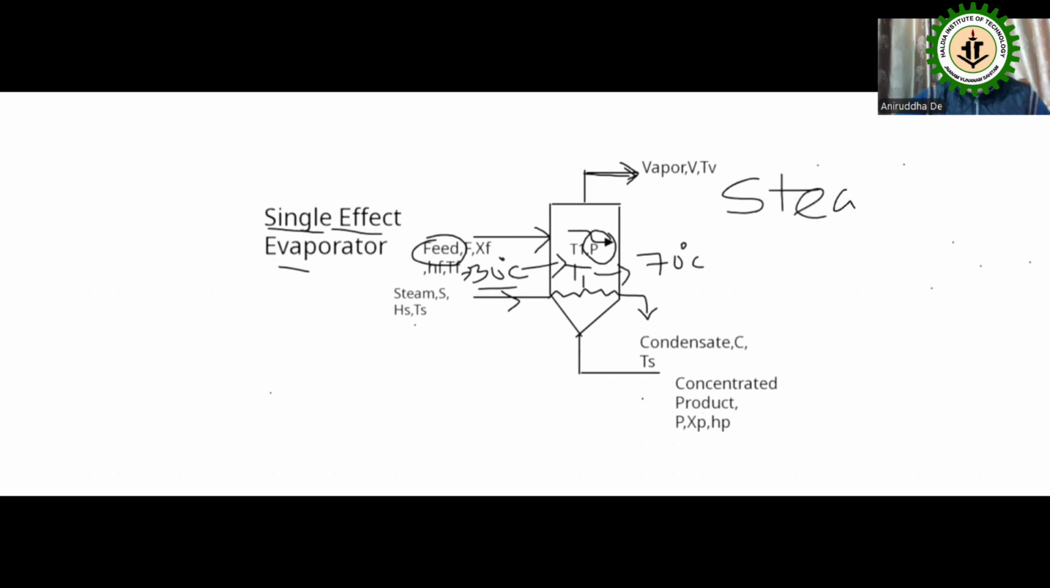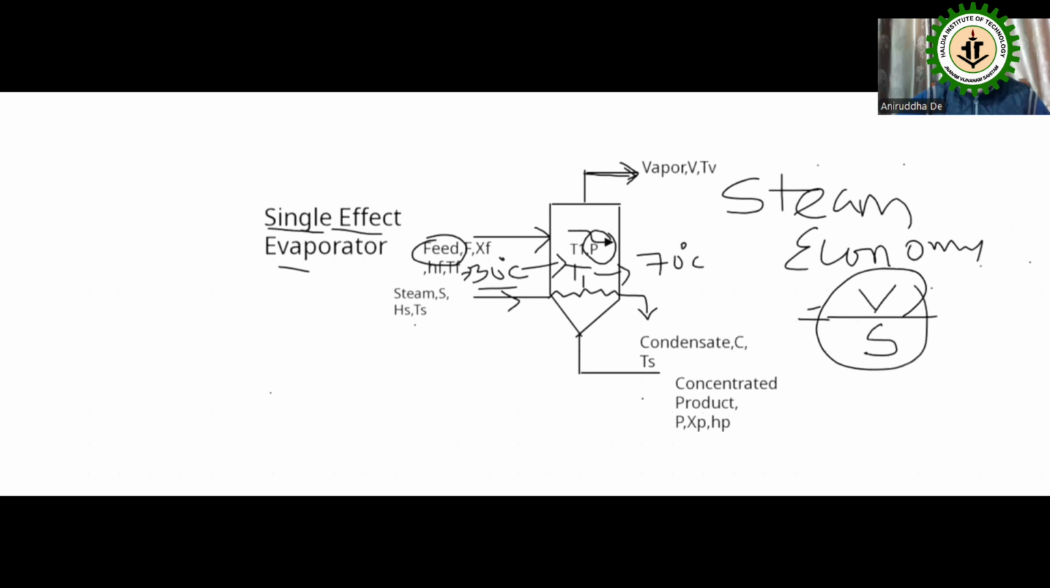Steam economy. What is steam economy? Steam economy is the amount of vapor produced per unit steam consumption, V by S. Generally for a single effect evaporator, single effect means a single calandria, for 1 kg of vapor production, 1 kg of steam is required. So steam economy is almost 1.